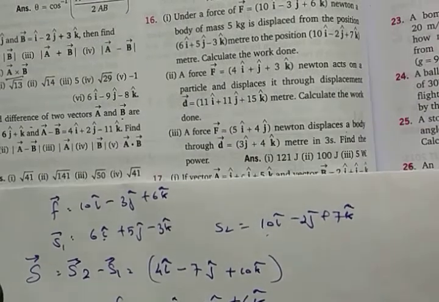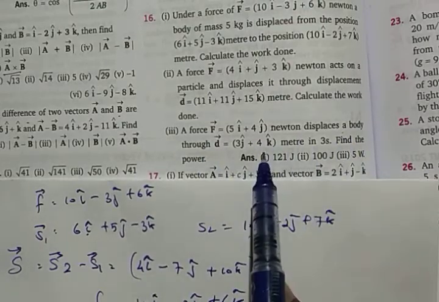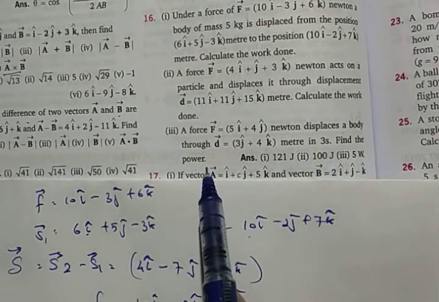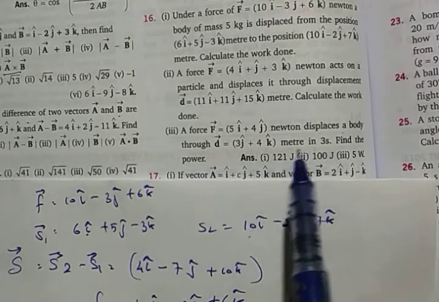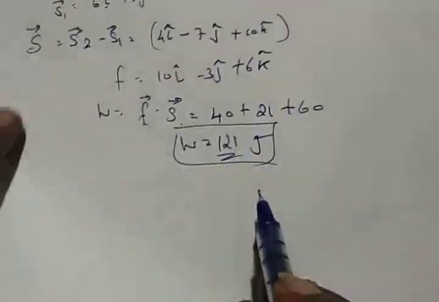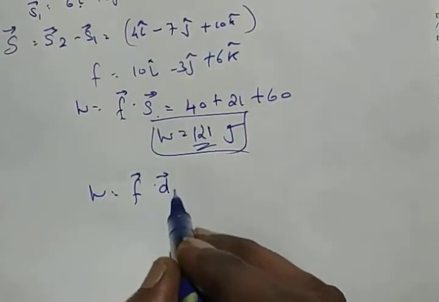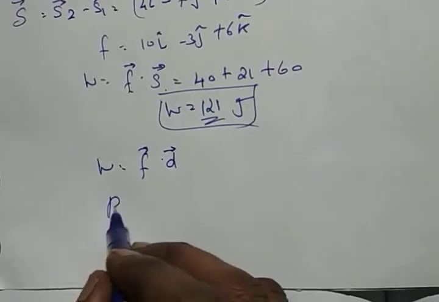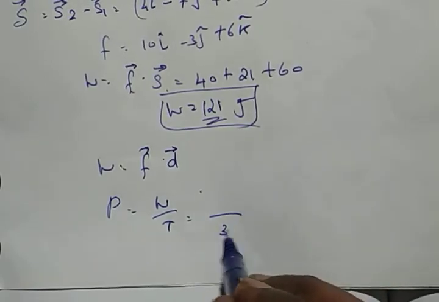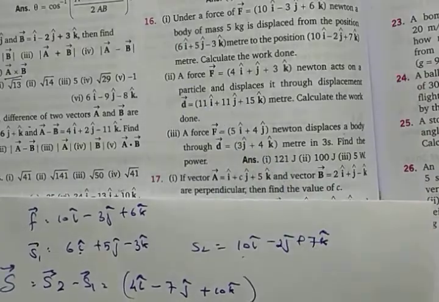Third question also, similarly, force is given here and the displacement of a body is given here, in 3 meters. Find the power, the power is asked. 3 seconds is given here. So finally, find F dot D, the work done. After that, power is equal to work done upon time. So whatever value you get here, divided by 3 seconds, you will get power. That's also easy, so you do the second and third parts yourself.